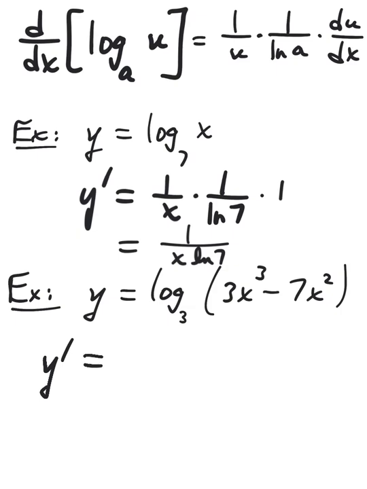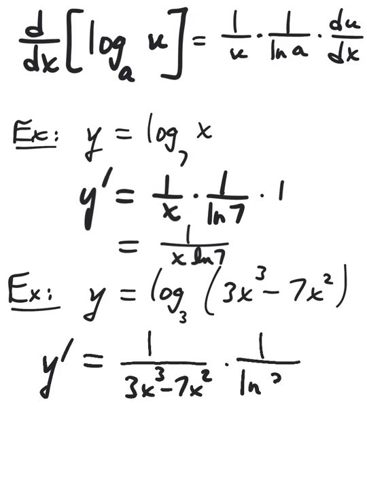Okay, so we have reciprocal first, if you follow the recipe at the very top. So that's 1 over 3x cubed minus 7x squared times 1 over natural log of whatever number is your base. In this problem, it's 3, times the derivative, which is 9x squared minus 14x.